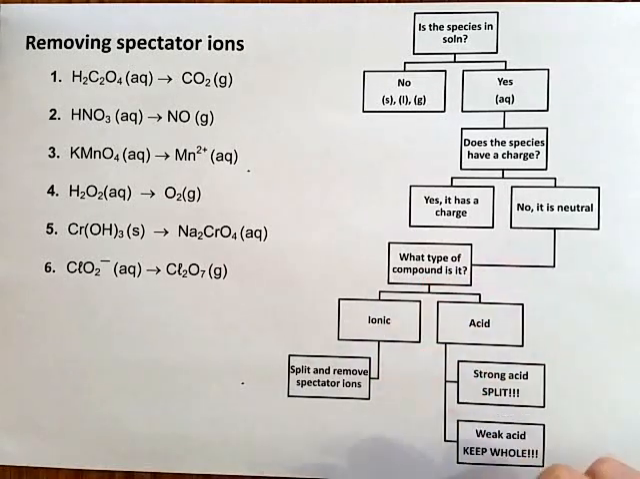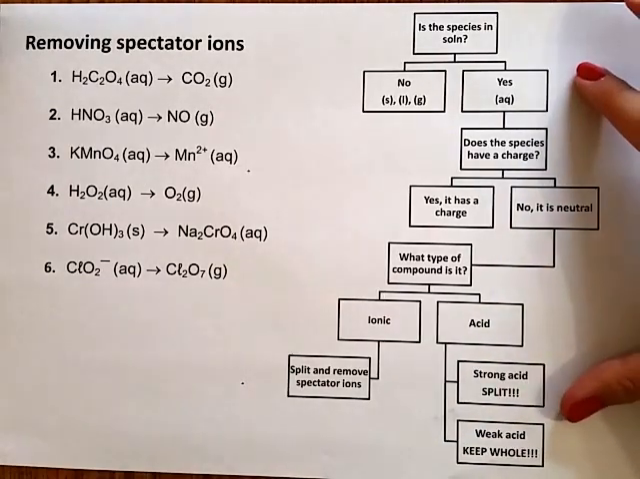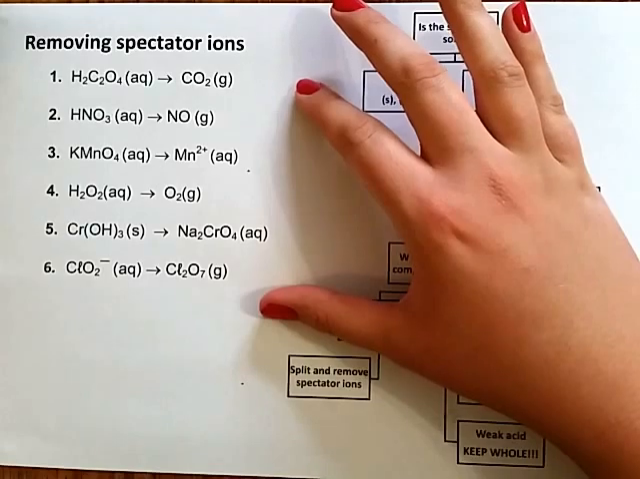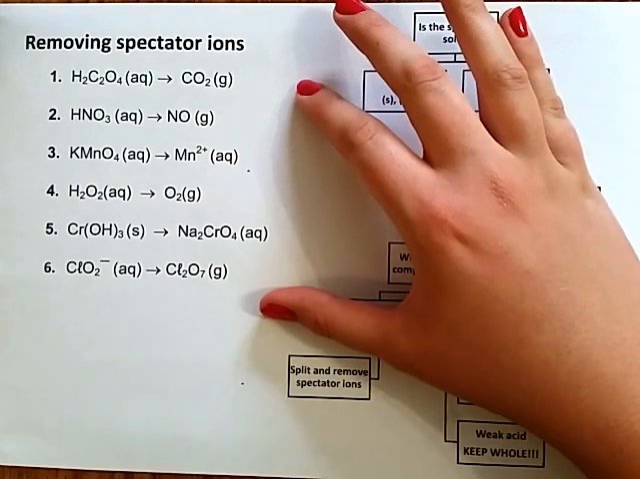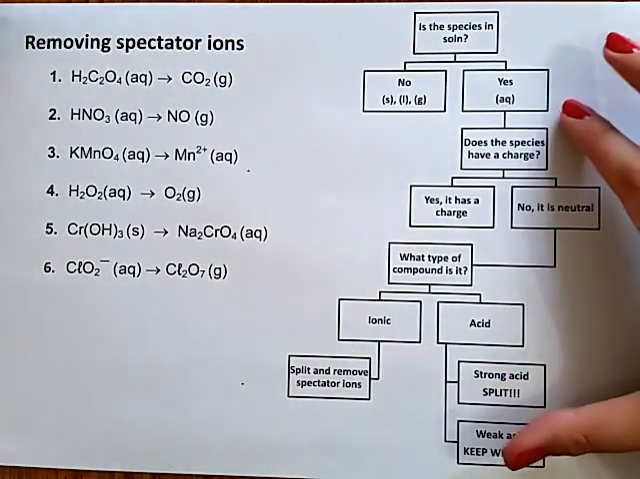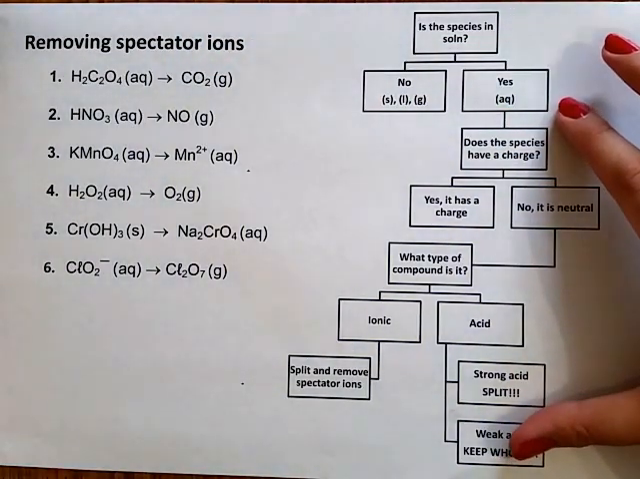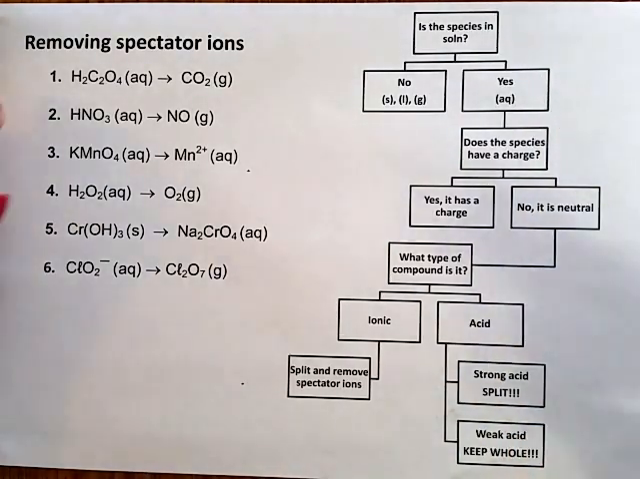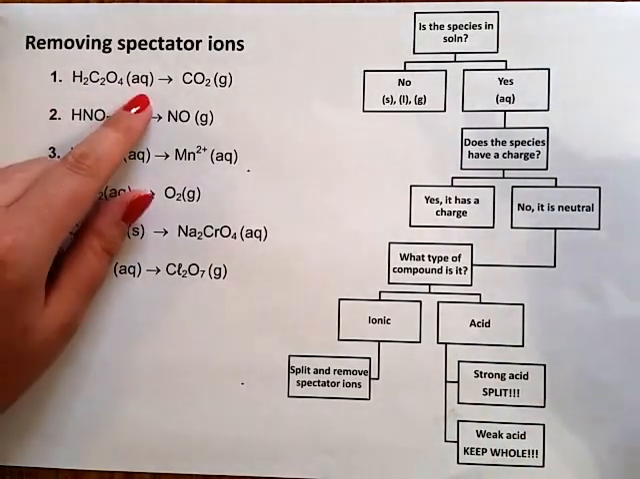When trying to balance a redox reaction, one of the most frustrating things might be deciding whether you have spectator ions and how to remove them. With this simple flow diagram, we're going to look at the following half reactions and analyze each species, that is the species on the left and the species on the right, according to the flow chart to decide whether we have spectator ions present. So if we look at the first species, it's an aqueous.